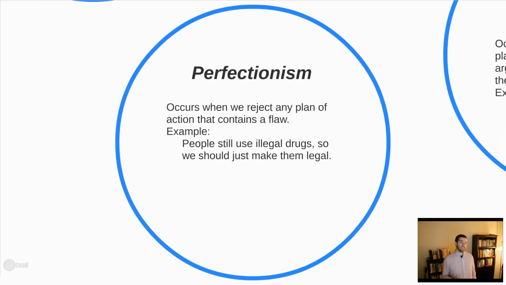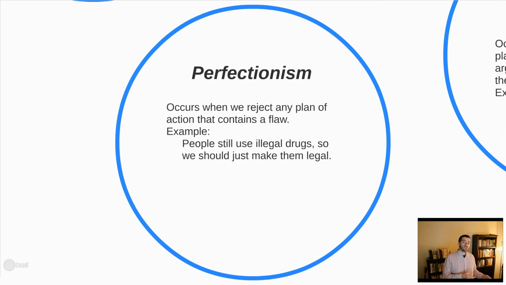Next up is perfectionism. Perfectionism occurs when we reject any plan or account of something because it contains any flaw whatsoever. So take, for example, this argument against drug laws. Right? People still use illegal drugs, so we should just make them all legal. Well, people still murder people too, but we don't want to go making that legal.